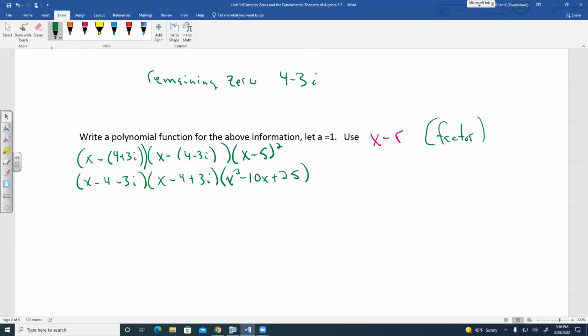So what it boils down to is really trying to work out this front part. So I'm going to have to multiply this x through these three pieces. So it looks like we've got a little work to do. Don't have any shortcuts here at this point. So x times x would be x squared. x times negative 4 would be negative 4x. x times 3i would be plus 3ix.